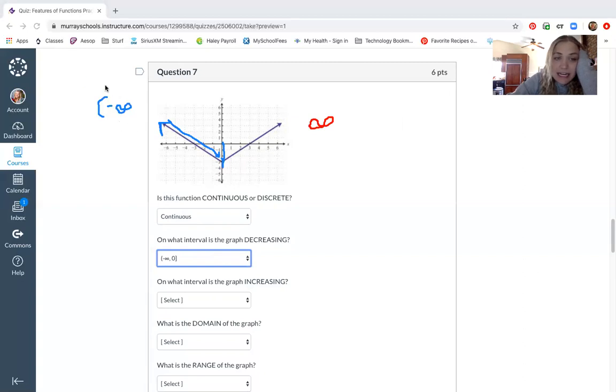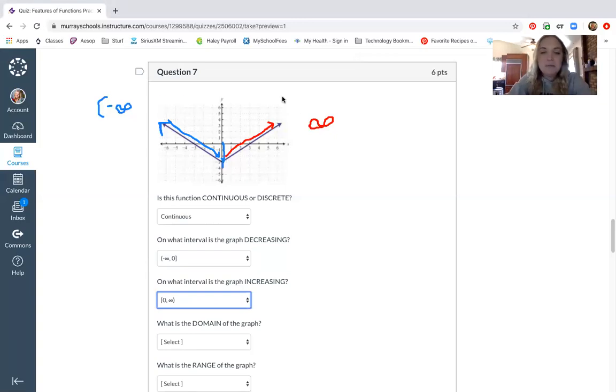So it starts at negative infinity, then it goes downhill till it gets to 0, and then the increasing interval is going to be over on the right side from 0 up toward infinity. So I would say 0 to infinity. You'll notice that there's a hard bracket on 0. I don't know, I stopped being nitpicky on that one, but I did put a soft bracket on infinity because you can't ever actually reach infinity.